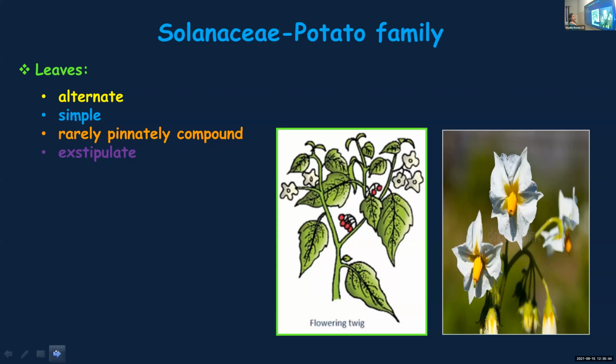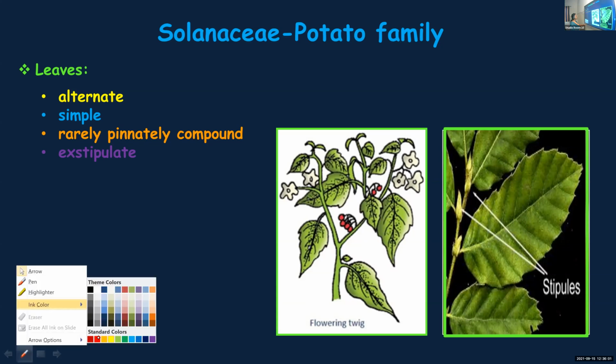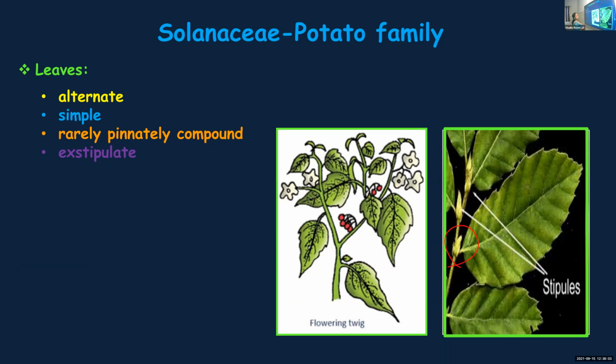Exstipulate. Exstipulate means stipules are absent. You can see the picture of stipules, some leafy structures present on the stem or close to the leaf. See, close to the leaf, you can see some green structures. Those are known as stipules.